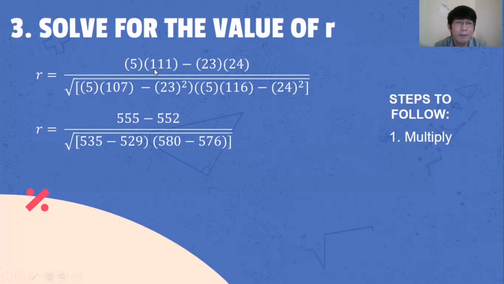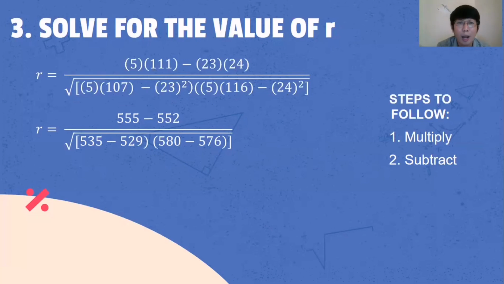5 times 111, that's 555. 23 multiplied by 24, that is 552. 5 times 107, that's 535. 23 multiplied by 23, that is 529. 5 times 116, that could be 580. 24 times 24, that could be 576. Very easy, right? That's the first step, multiply.